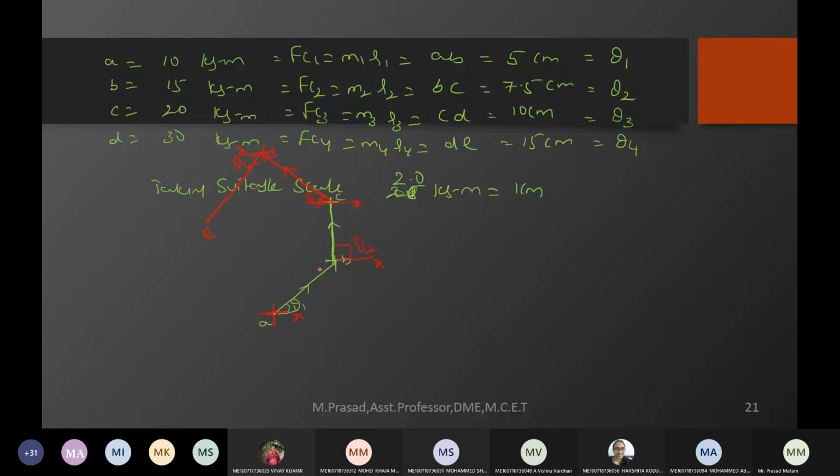With respect to x, the force vector AB, which is nothing but FC1, making an angle of theta 1. Similarly, with respect to x, this is my second vector, whose force is FC2, making an angle of theta 2. Similarly, with respect to x, this is my force vector FC3, making an angle of theta 3. And last one, with respect to x, DE is my force vector FC4, making an angle of theta 4.